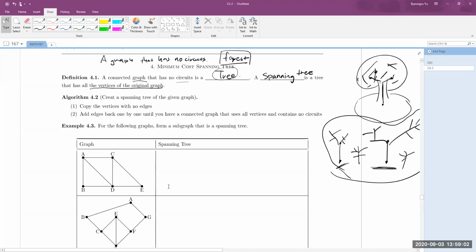Okay, a spanning tree is a tree that connects all the vertices in the original graph, but it is still a tree. For example, from this graph you can find a spanning tree with D as a root and add all the edges. Maybe one of the spanning trees you can see is this kind of graph.